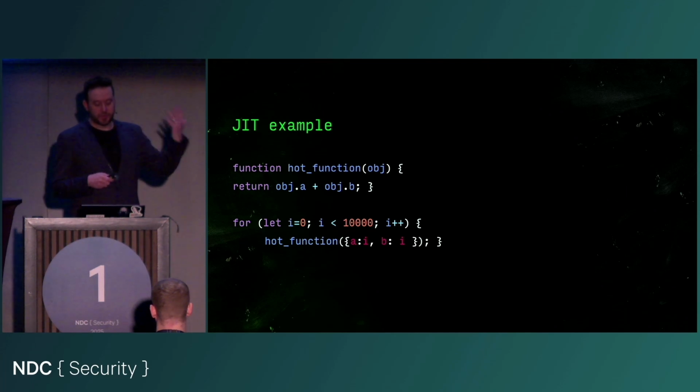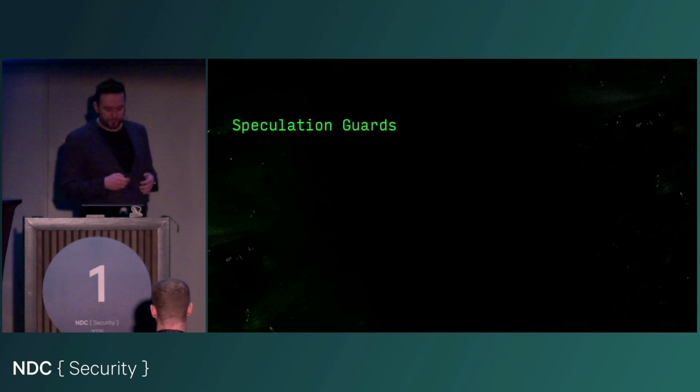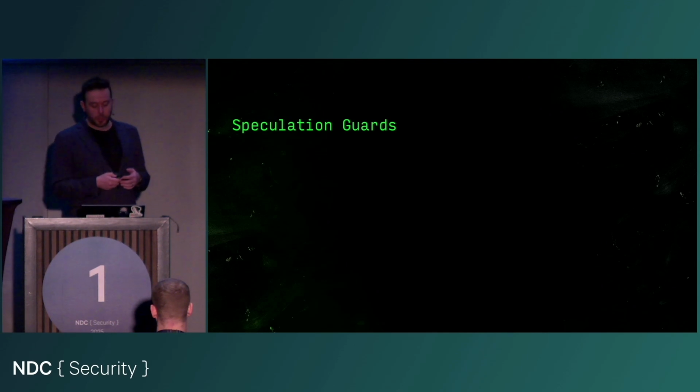With calling this function 10,000 times, we have dynamically created objects, and we made the function hot, which, as we said, will trigger JIT compilation. So let's see how this will have an impact with speculation guards.